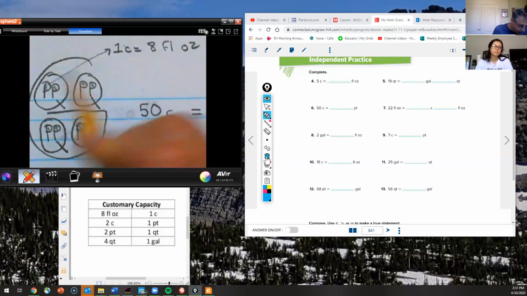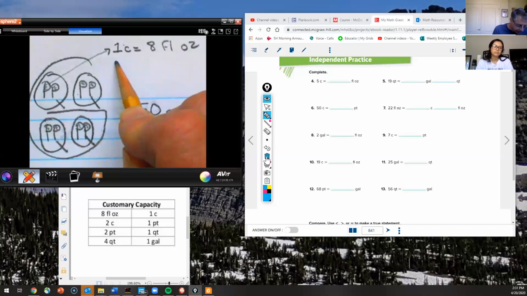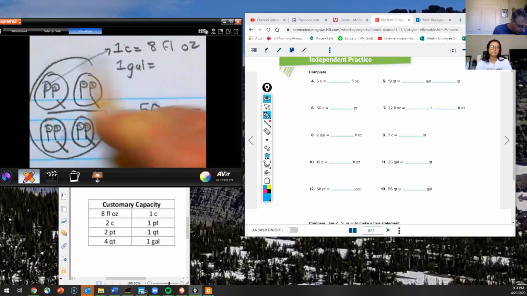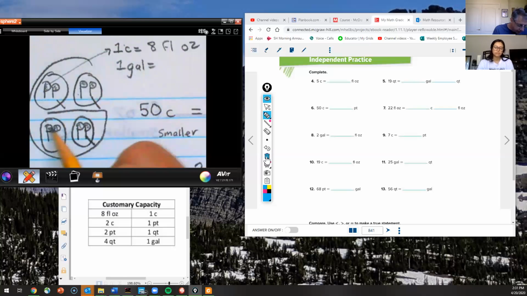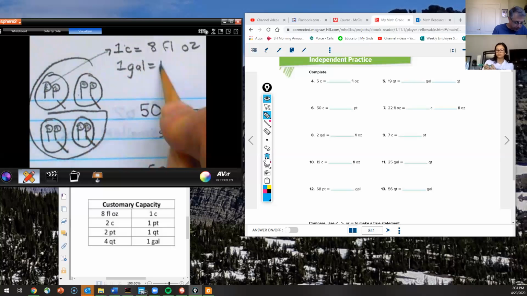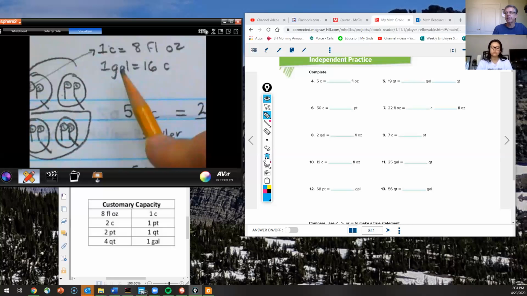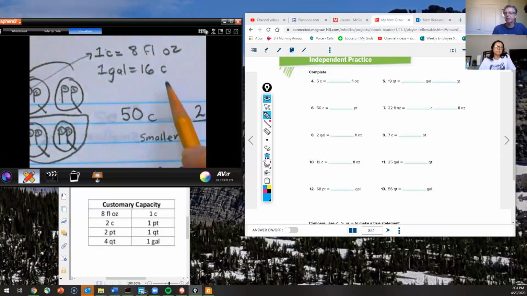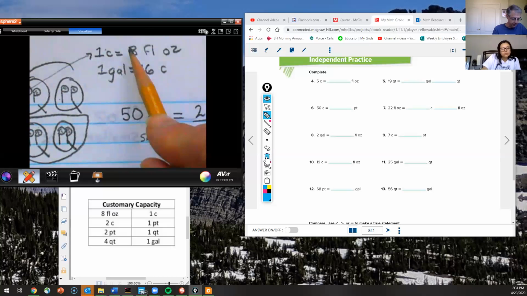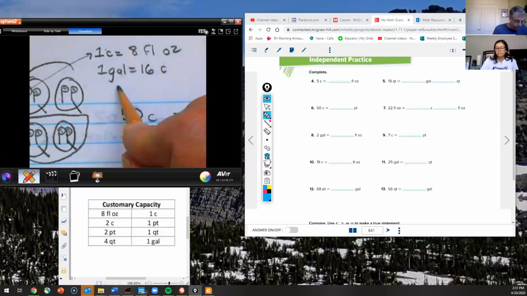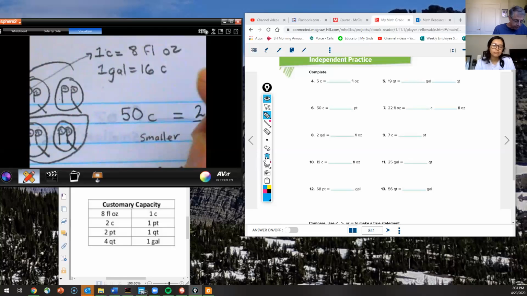Let's see here. I know that 1 gallon is equal to 1, 2, 3, 4, 5, 6, 7, 8, 9, 10, 11, 12, 13, 14, 15, 16. So it's equal to 16 cups. Now that I know that there are 16 cups in 1 gallon, I can take our 16 cups and multiply it by the number of fluid ounces in 1 cup. So now I'll say that 1 gallon equals 16 cups. I can multiply that 16 cups by 8, which is the number of fluid ounces in 1 cup.